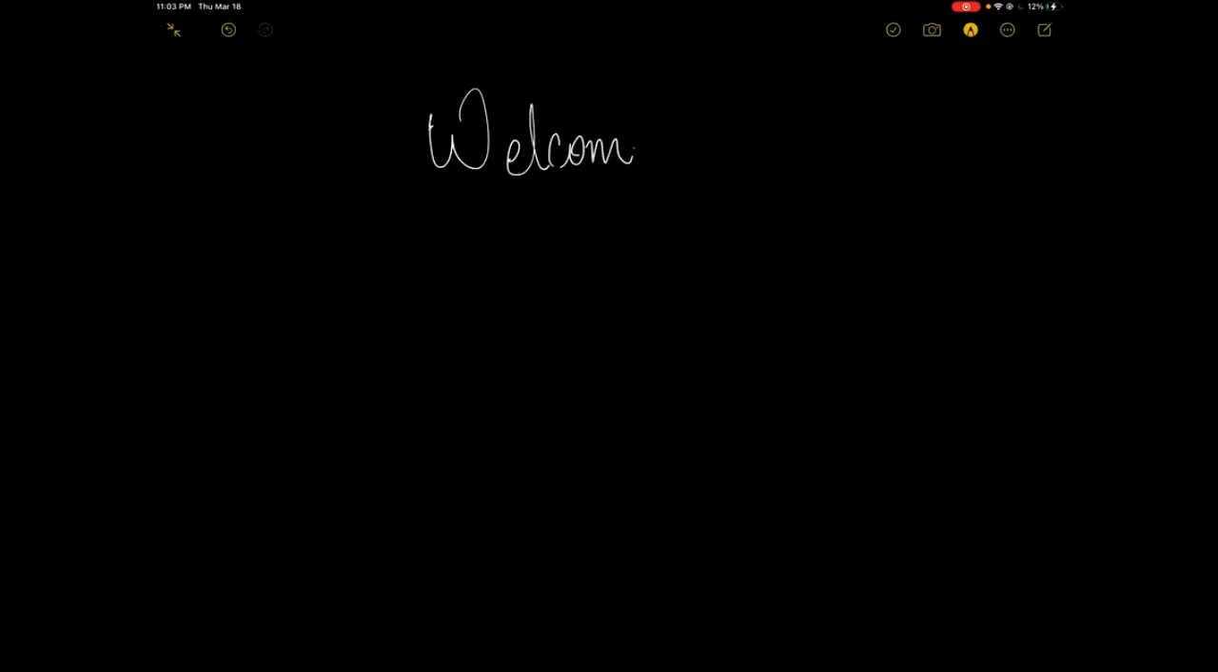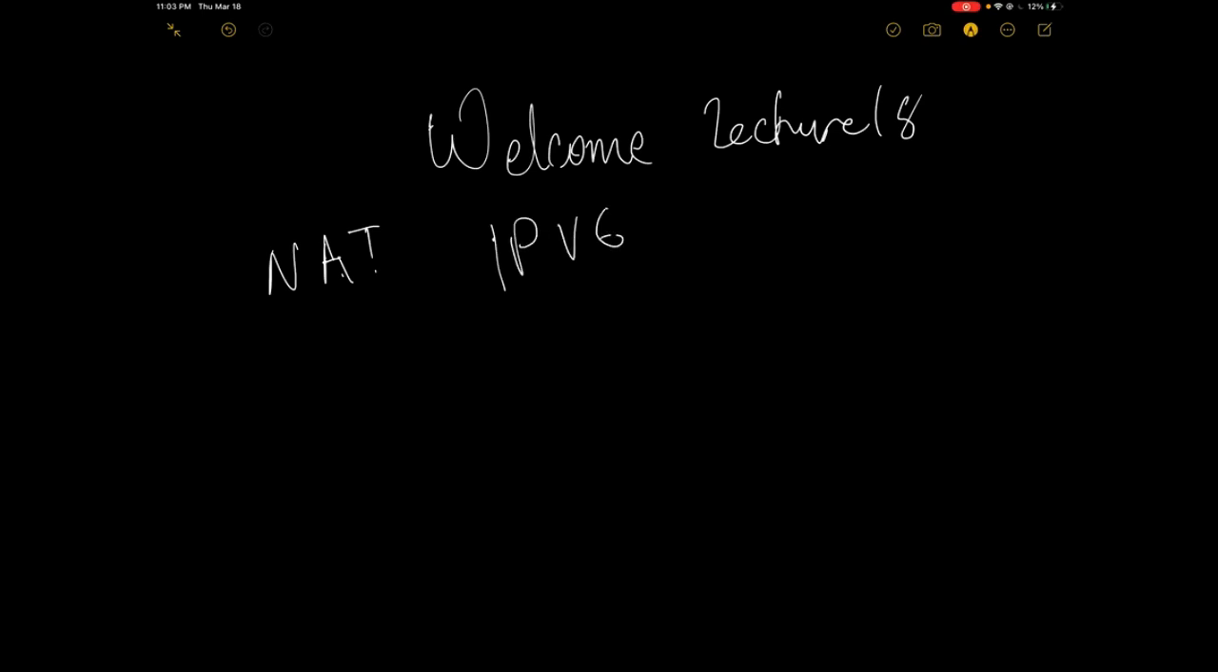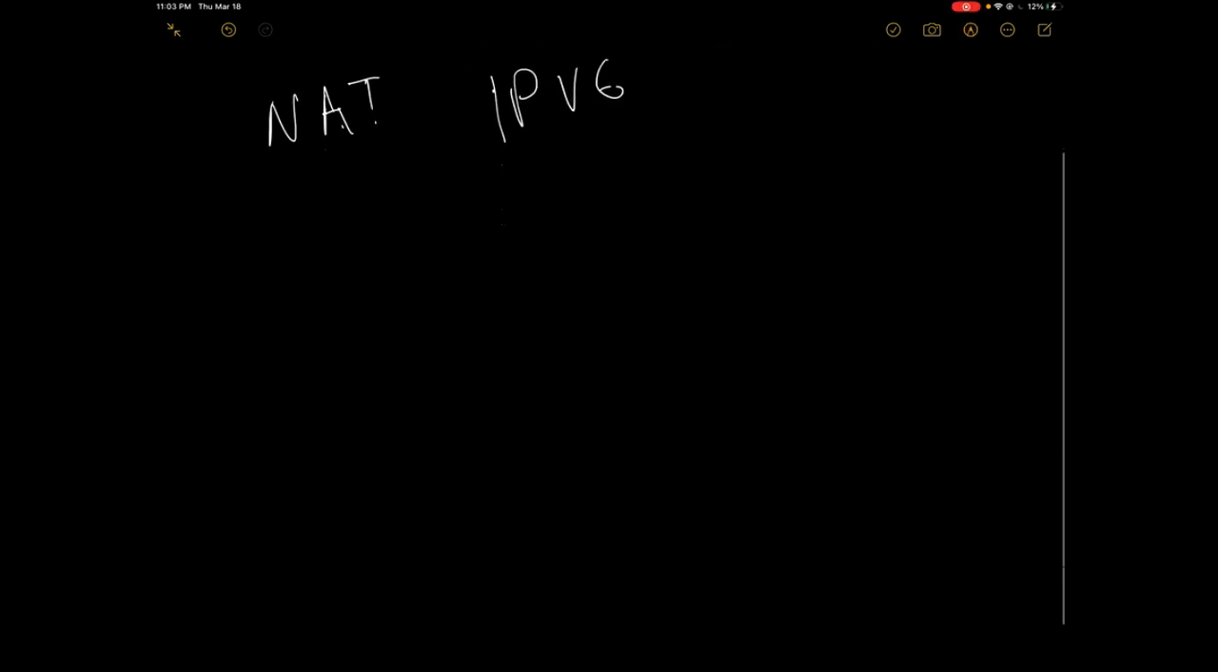Welcome to lecture 18. We're going to talk about network address translation and IP version 6. So let's start off by talking about IP version 6. So why do we need IP version 6?